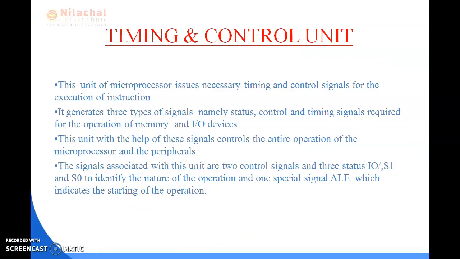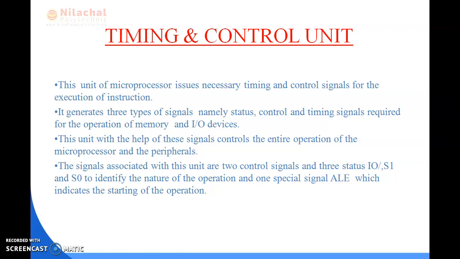Next, we come to the timing and control unit. This unit of the microprocessor issues the necessary timing and control signals for the execution of instructions. It generates 3 types of signals, namely status, control and timing signals, required for the operation of memory and I/O devices, that is, input-output devices. With the help of these signals, this unit controls the entire operation of the microprocessor and the peripherals.